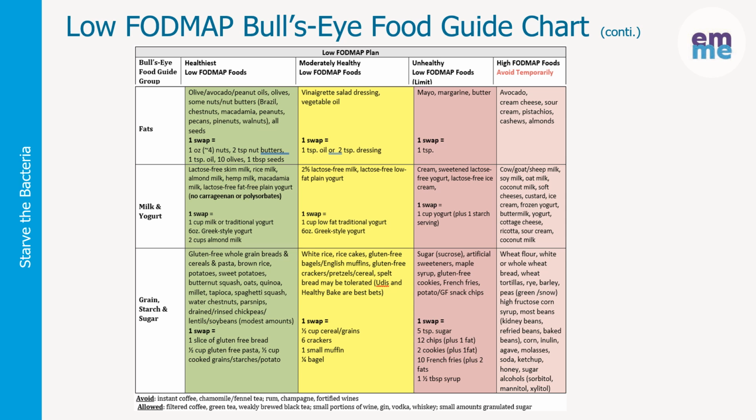The yellow section includes the refined products like white rice, rice cakes, gluten-free bagels, English muffins, gluten-free crackers that are made from refined flours, so they're just not as healthy.